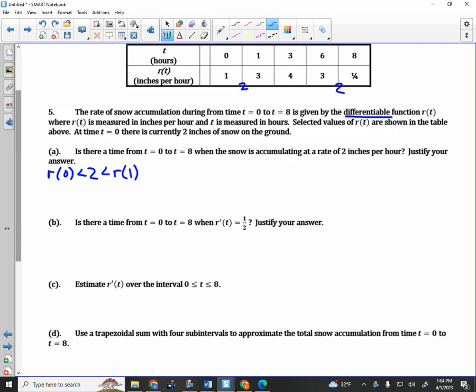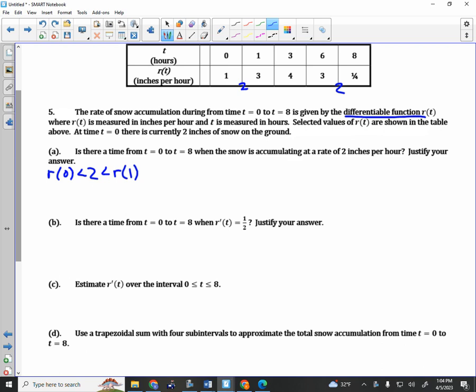When it says it's a differentiable function, what does it mean to be differentiable? You're able to take the derivative. And if you're able to take a derivative, that means the function can be drawn without picking up the pencil. What does it mean if you can draw it without picking up the pencil? It is continuous. And when things are continuous, there's a certain theorem that applies. 3 letters.